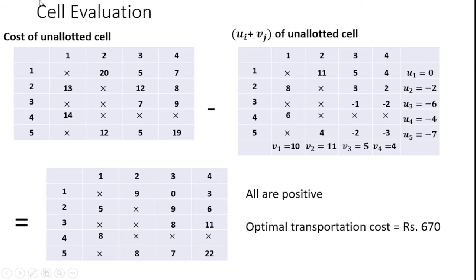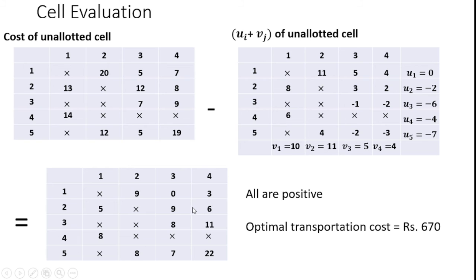How can I conduct the cell evaluation? I subtract the ui plus vj of the unallotted cell from the cost of the unallotted cell. Here you see the first cell has a cross mark because those are allotted cells, and then in the first row, second column, there is 20 available. 20 minus 11, which is available with the unallotted cell, 20 minus 11 is equal to 9. Similarly, in the first row, third column, 5 is available and ui plus vj is also 5. 5 minus 5 is equal to 0. In the fourth column there is 7 and the ui plus vj of the unallotted cell is equal to 4. So 7 minus 4 is equal to 3.